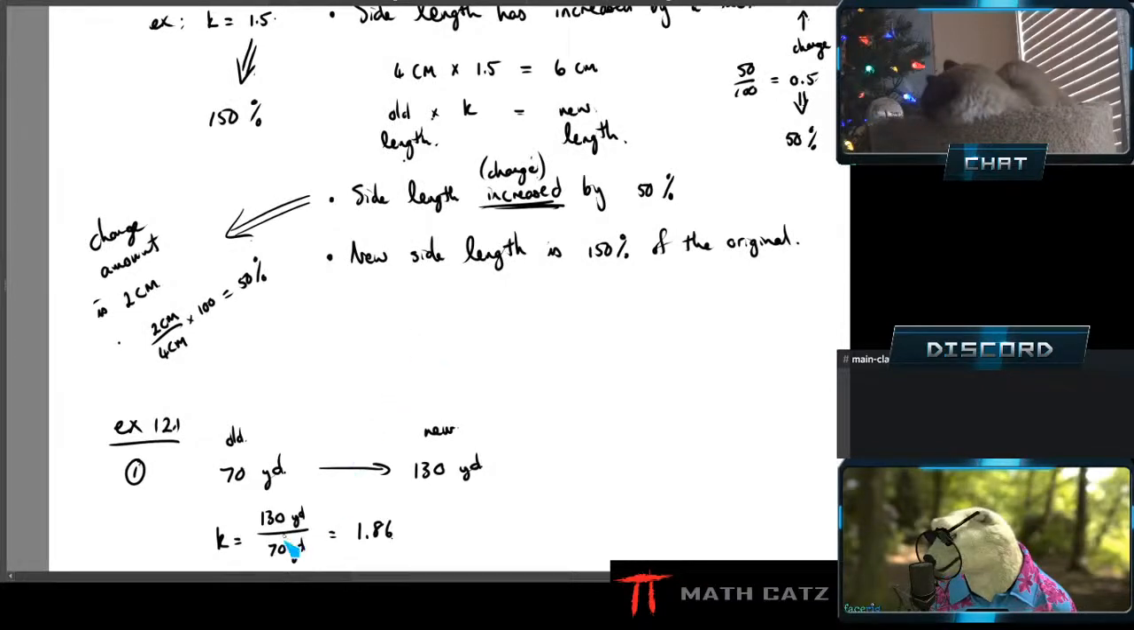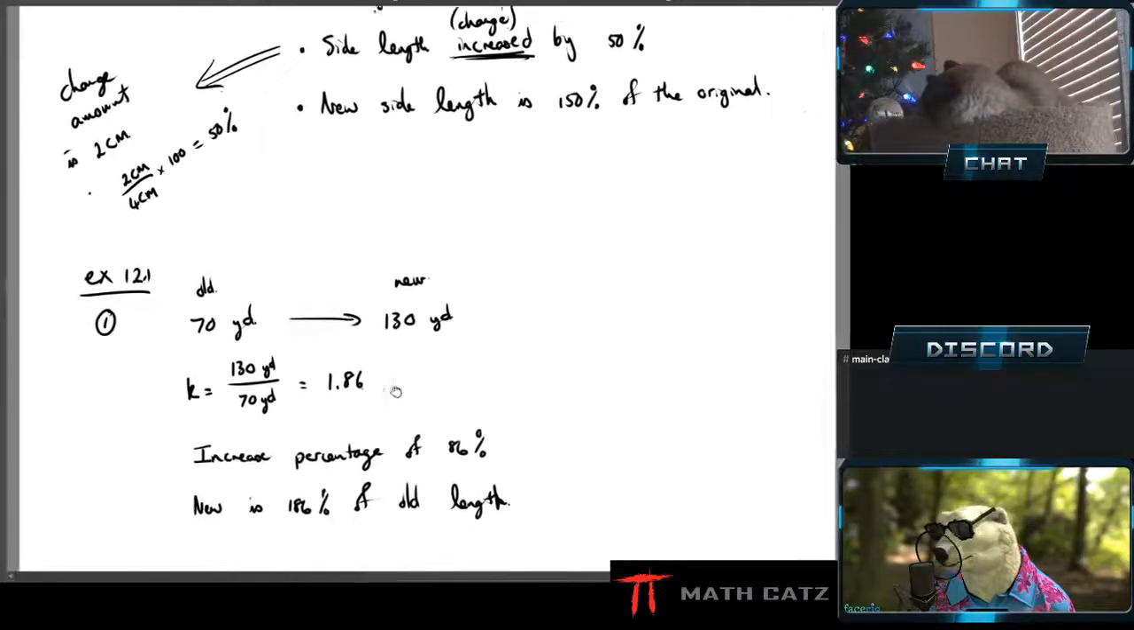That means the scale factor is new over old. See how the units cancel and the scale factor is unitless, 1.86. I can now interpret that for practice by saying it various different ways. The scale factor is 1.86.